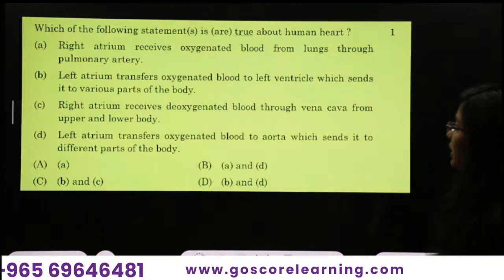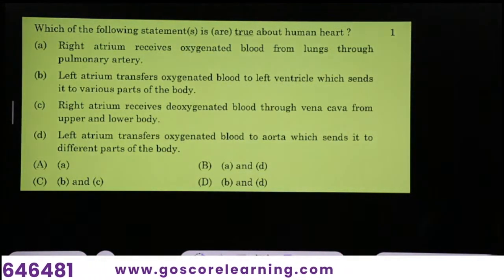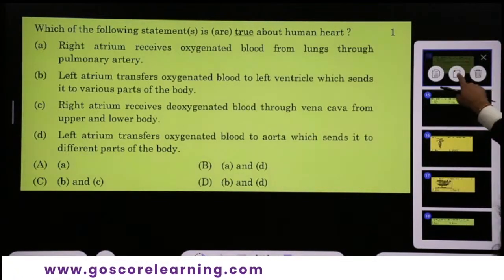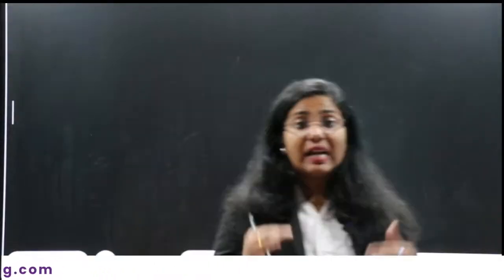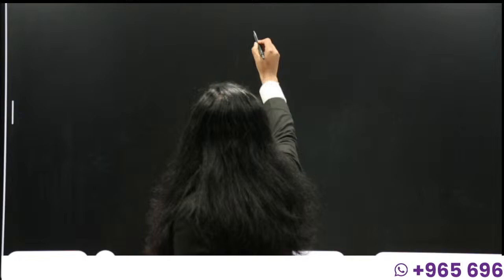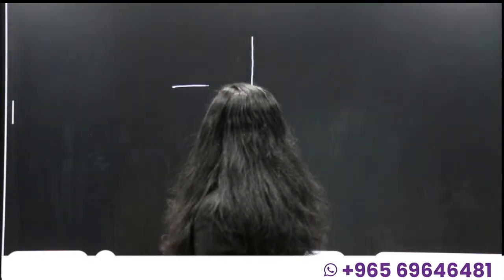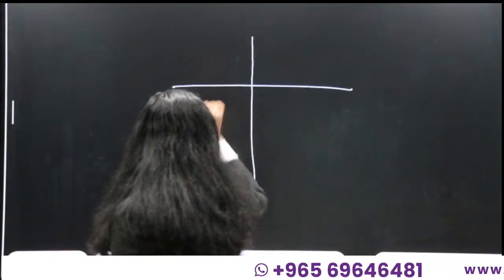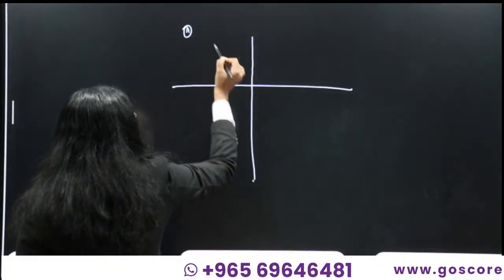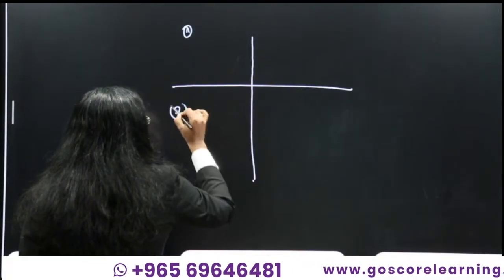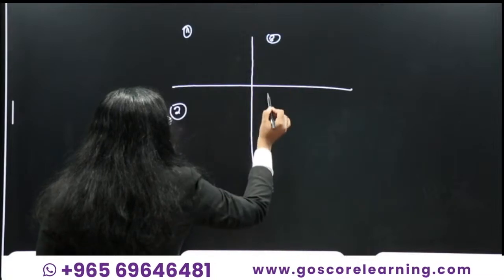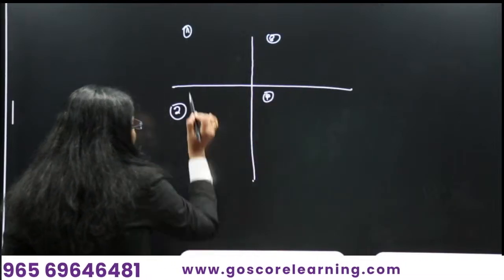The next question is about the different parts of the heart and how the circulation is going on. Before reading the question, we will revise the different parts of the heart through a diagrammatic representation. Let's consider this as the heart. How many chambers does it have? It has 4 different chambers: 1, 2, 3, 4.